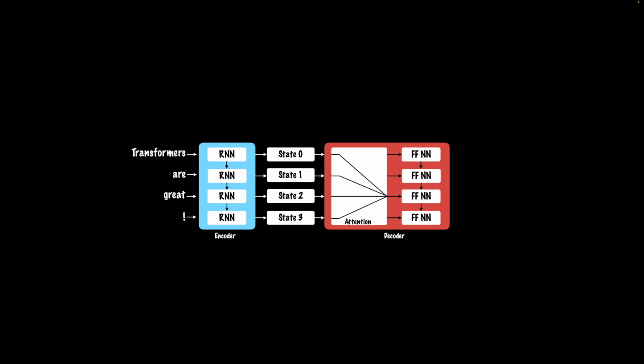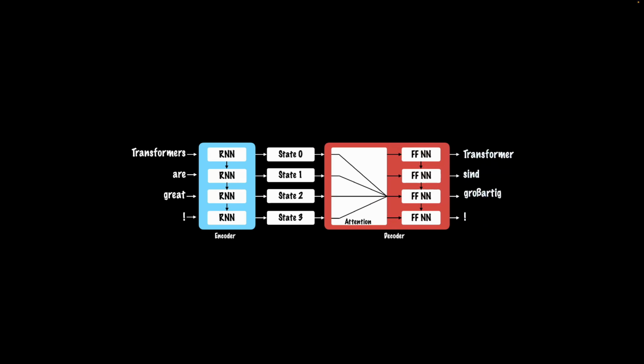Let me quickly recap what we have learned so far. We have the encoder, which takes the input language and converts it to hidden states. And we have the decoder with fully connected layers, and in the front we have the attention head, which helps the decoder pay attention to relevant hidden states for that step.